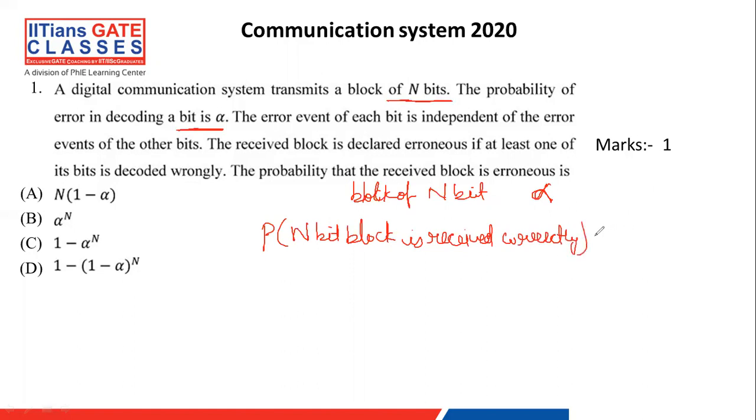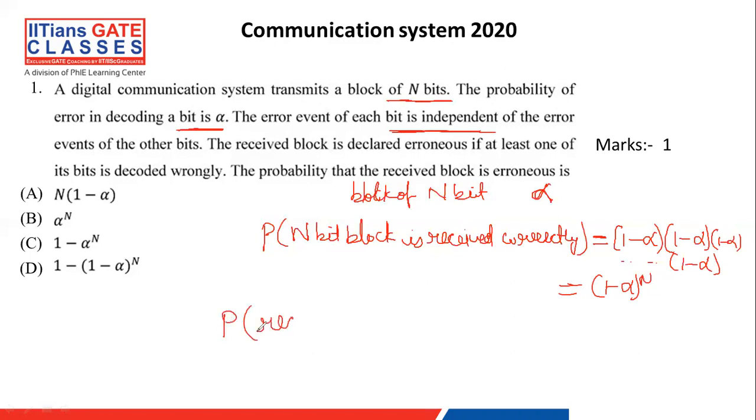So we have total n bits, so that will be the probability that the first bit is received correctly, into the probability that the second bit is received correctly, the probability that the third bit is received correctly, and so on till the nth bit is received correctly. And here we are multiplying all the probabilities because they are independent. So this is the probability that we are receiving the n bit block correctly. You can also write it as (1 minus alpha) to the power n, because it is n times multiplication.